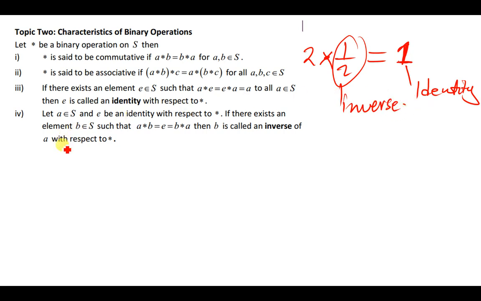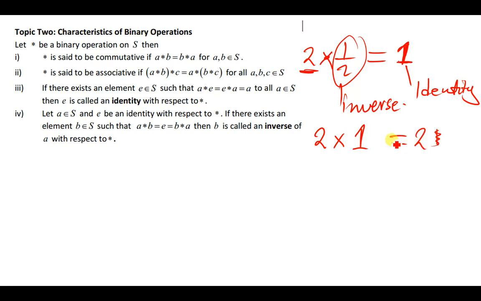So what happens if you multiply the element 2 with its identity element? If you multiply 2 times its identity element, which is 1, the answer that you get will still be 2, still that same element.